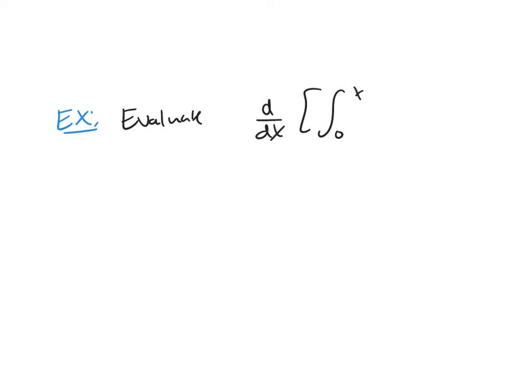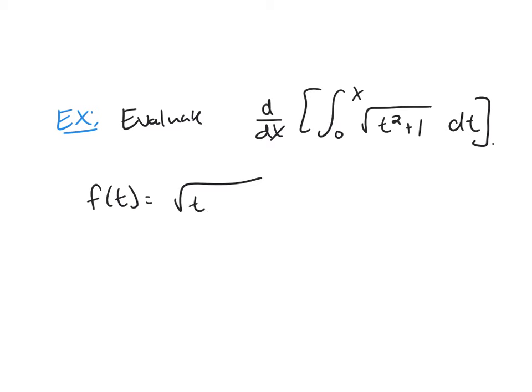So let's look at some examples involving the second fundamental theorem of calculus. Let's say I want you to evaluate the derivative of the integral from 0 to x of the square root of t squared plus 1 dt. The first thing we're going to do is look at our function f of t inside of the integral. It's t squared plus 1. And because it's t squared plus 1, what's inside the square root will always be positive.